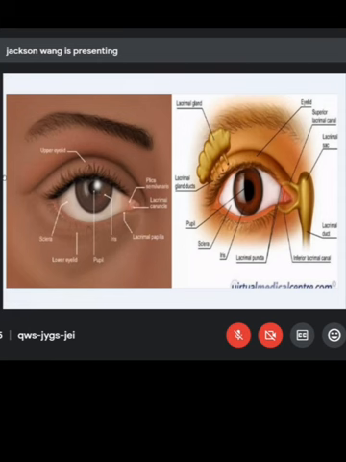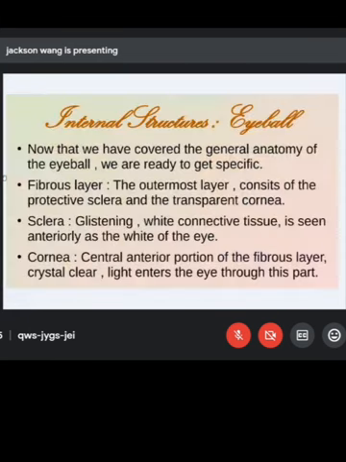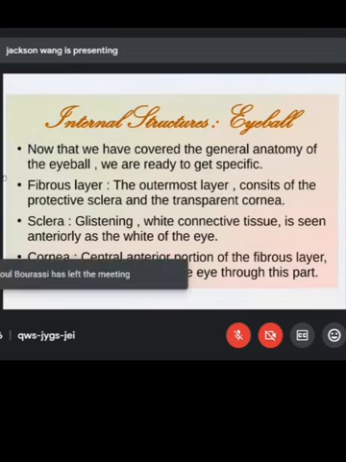Internal structures. The eyeball. So now that we have covered the general anatomy of the eyeball, we are ready to get specific. We have the fibrous layer. Donc, fibrous layer, ça veut dire la couche fibreuse. Layer, il y a la couche. Fibrous, fibreuse. Vascular, vasculaire. Fibrous layer, the outermost layer consists of the protective sclera and the transparent cornea.